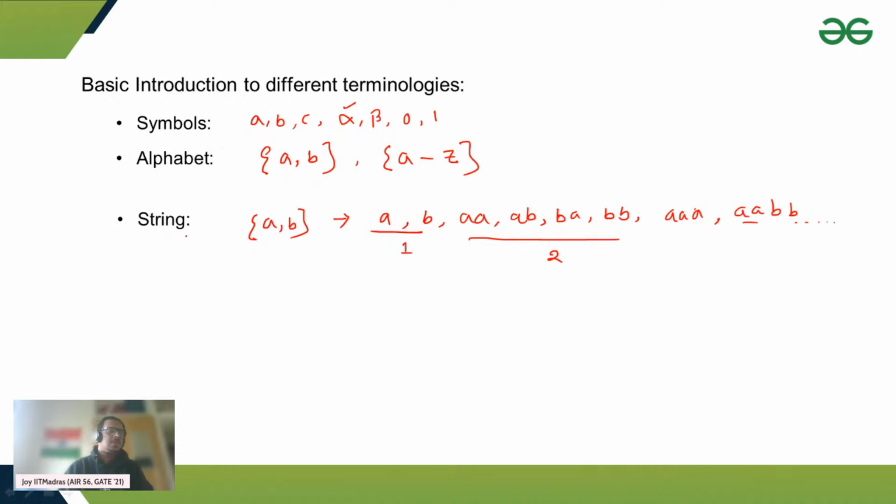So whatever tokens we can make using the given symbols in our alphabet, those are called strings, and the length of the string is denoted using mod of the string. It means we are telling the length. So for these two strings, A and B, the length will be 1. For these four, the length will be 2. For this, the length will be 3. For this, the length will be 4.